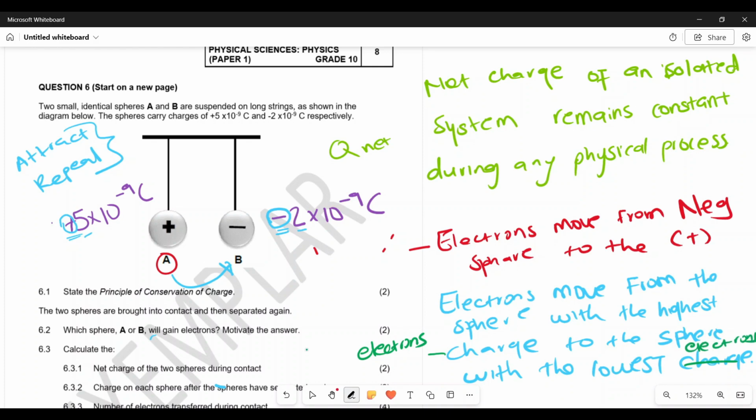In fact, just use your electrons. Do not use your charge. So there are two answers. The first answer, it was our A, and our reason is that they would move from negative to positive. Now the second answer, we said it's B, and the reason being is that electrons move from the sphere with the highest electrons to the sphere with the lowest electrons.